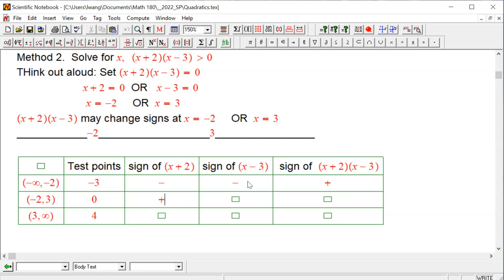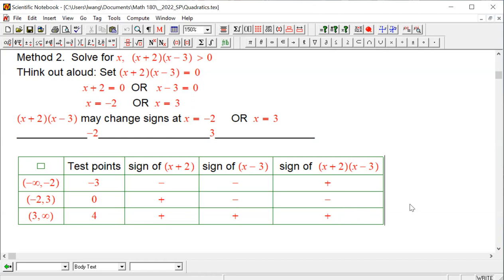At 0, x plus 2 is positive. x minus 3 at 0 is going to be negative. So positive times negative is negative. Now for 4, on this interval, you take the 4, you plug in here, 4 plus 2, that's positive. And 4 minus 3, that's positive. So positive times positive is positive.